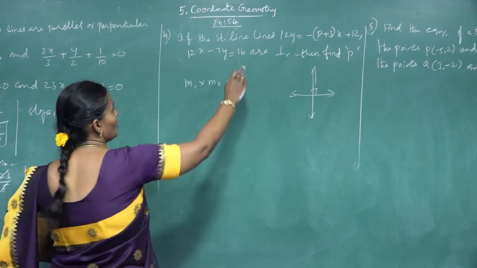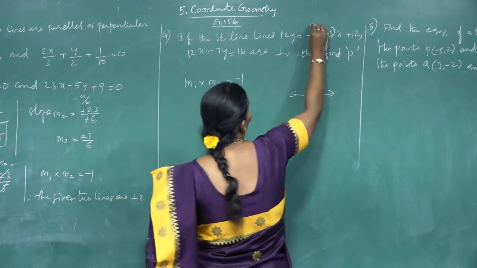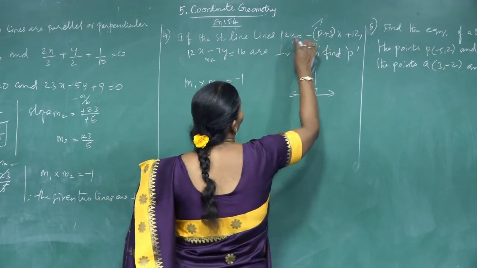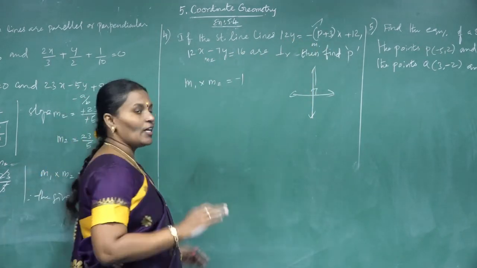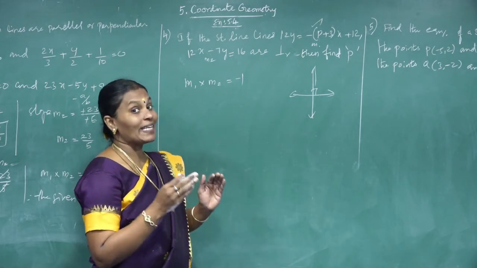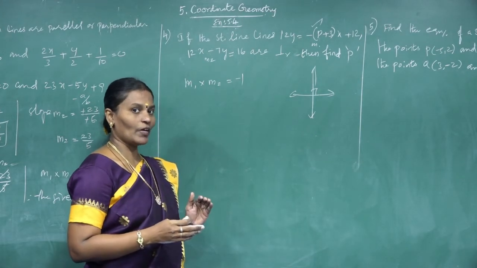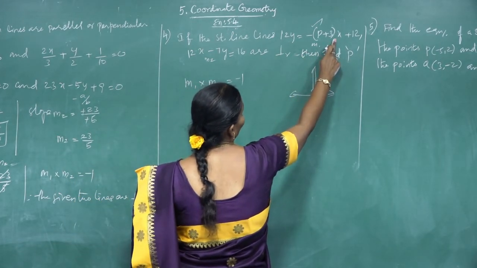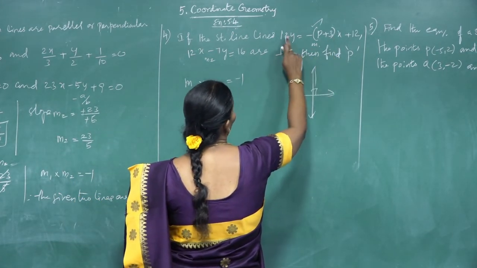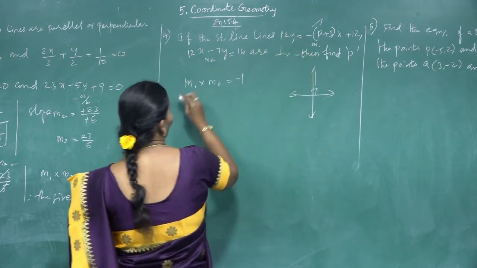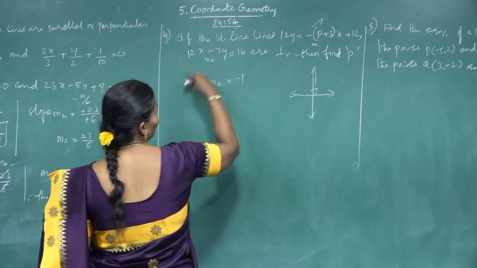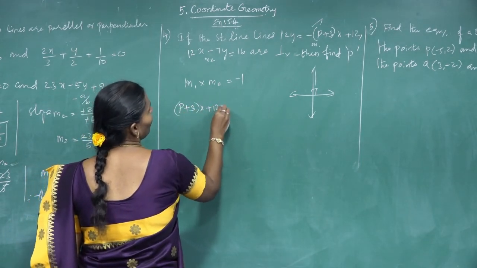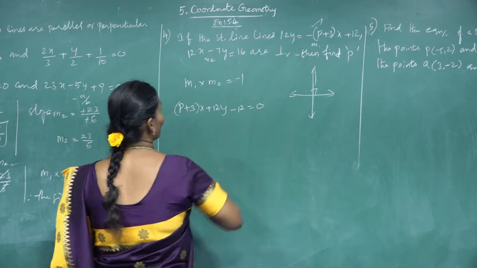Okay, so now what is slope? Consider this slope is M1, this slope is M2. Now how do you write it? You know that when the equation is given, minus A by B is the slope formula, where A is the coefficient of x. Now change it into general form. How do you change it? You bring it to this side: (p plus 3)x plus 12y minus 12 is equal to 0.